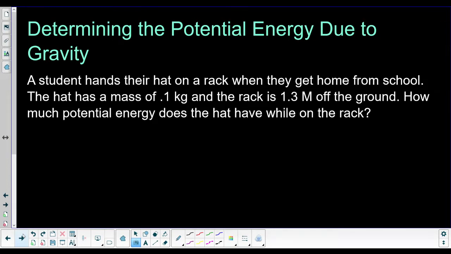So we're going to determine the potential energy due to gravity. So a student hangs their hat on a rack.